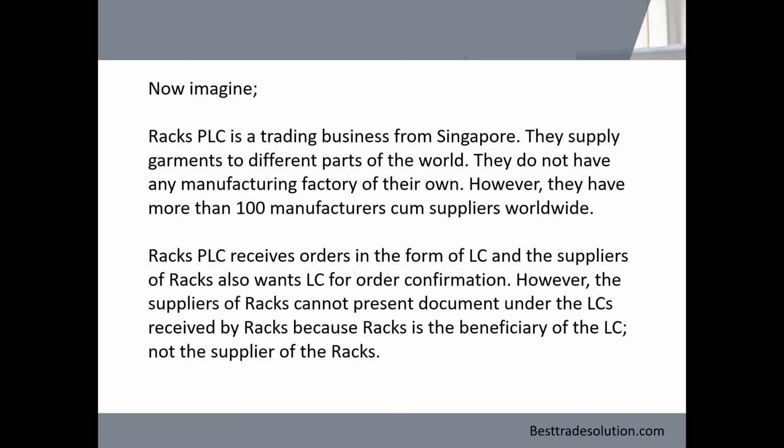Now imagine, Racks PLC is a trading business from Singapore. They supply garments to different parts of the world. They do not have any manufacturing factories of their own. However, they have more than 100 manufacturers cum suppliers worldwide. Racks PLC receives orders in the form of LC, and the suppliers of Racks also want LC for order confirmation. However, the suppliers of Racks cannot present documents under the LCs received by Racks because Racks is the beneficiary of the LC, not the supplier of Racks.